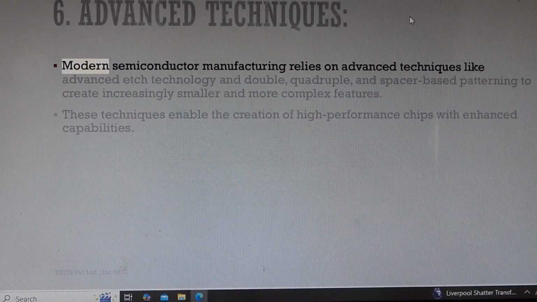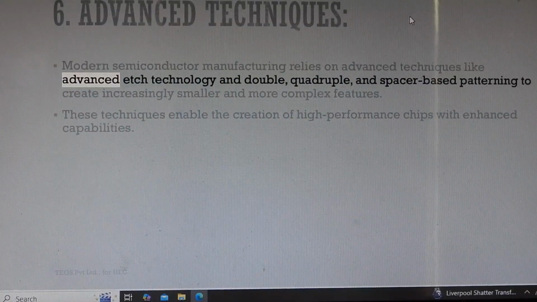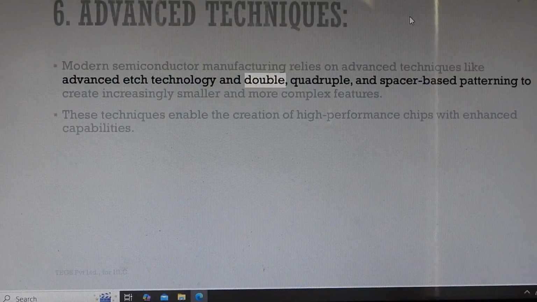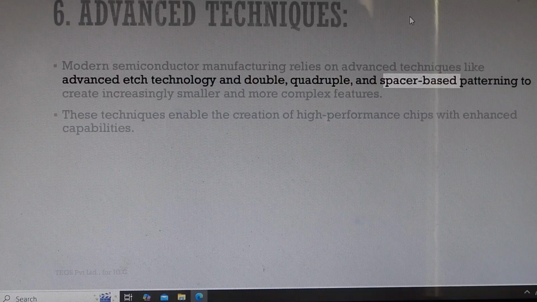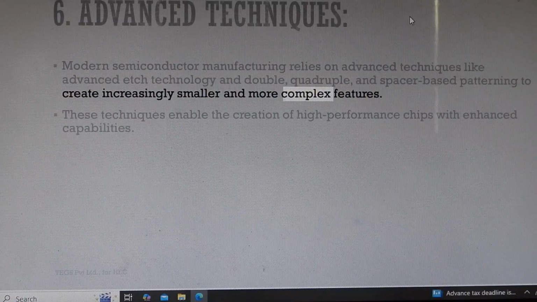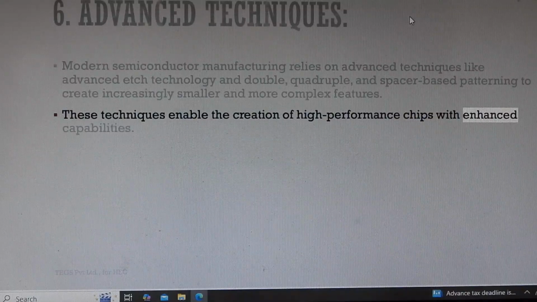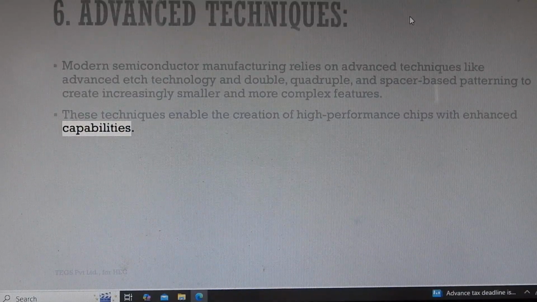Modern semiconductor manufacturing relies on advanced techniques like advanced etch technology and double, quadruple, and spacer-based patterning to create increasingly smaller and more complex features. These techniques enable the creation of high-performance chips with enhanced capabilities.